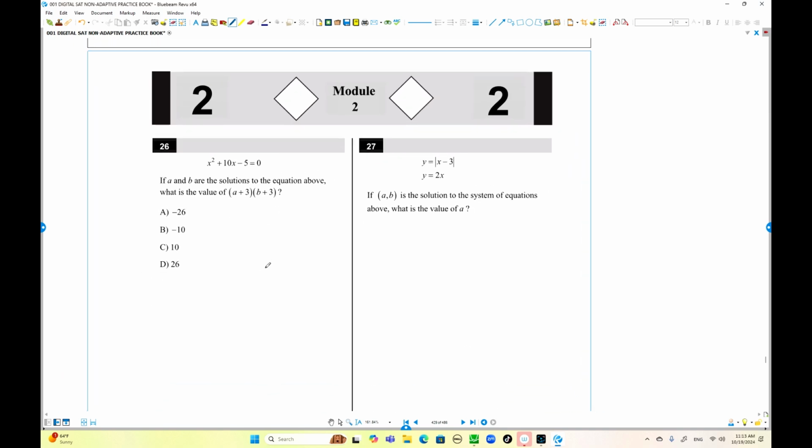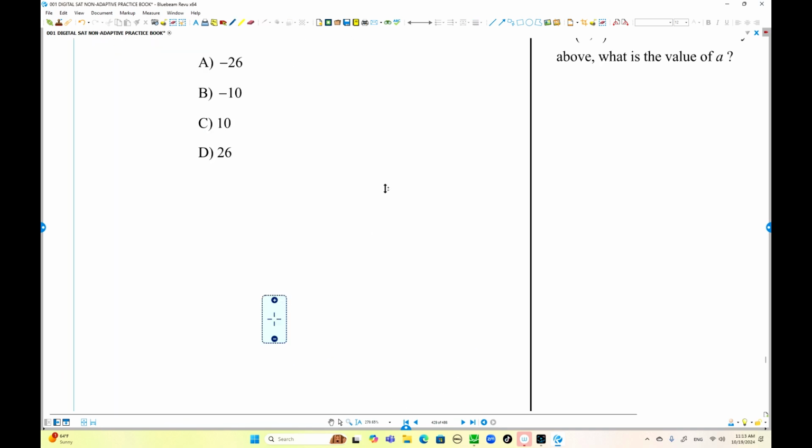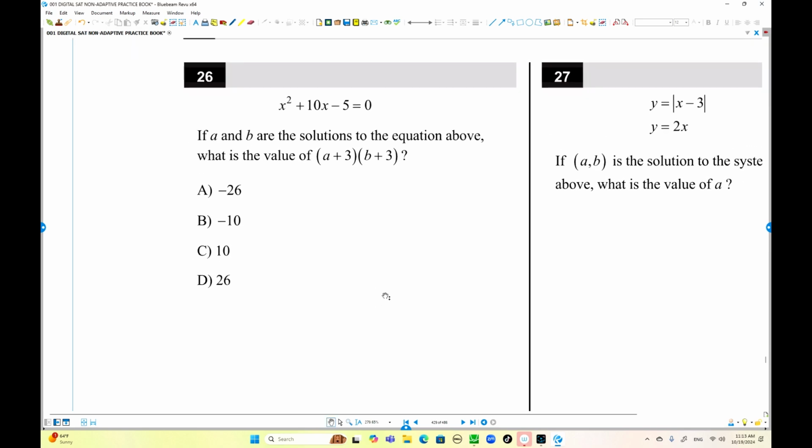Here is number 26. a and b are solutions to these equations. What is the value of (a plus 3)(b plus 3)? One solution plus 3, another solution plus 3. So that is a quadratic, but it is not factorable, so we cannot find a and b directly. Maybe you can use the quadratic formula, it doesn't matter, but it takes time.